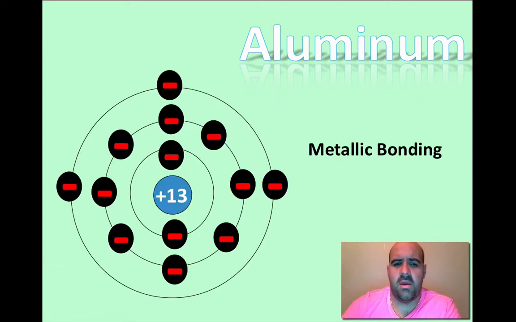Today we're going to look at metallic bonding, and we're going to use aluminum to do it. So here we have an aluminum atom, and notice that aluminum has three energy levels, and there are three electrons in its outermost shell. So aluminum has three valence electrons, and if it formed a cation, it would form a positive 3 charge.